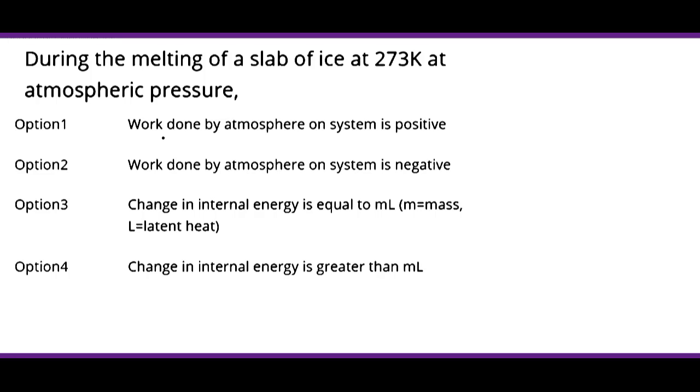So looking at the first two options, option 1 says that work done by atmosphere on the system is positive, whereas option 2 says that it is negative. The correct one out of these two is option 1, because when ice is melting, volume decreases.